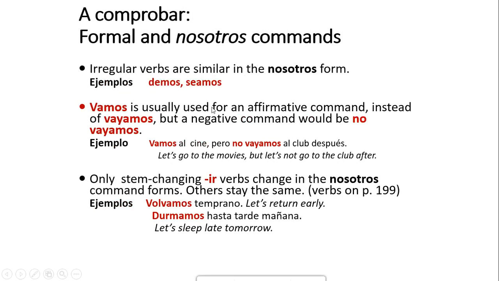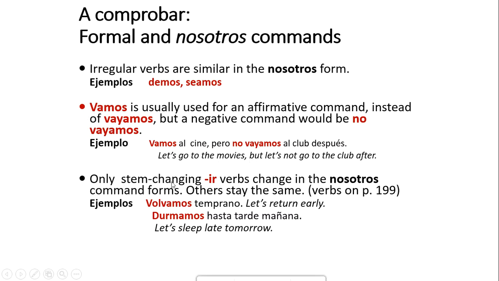We'll use vamos for affirmative commands. For ejemplo, vamos a tomar un café. Let's drink a coffee. Instead of vayamos, but for a negative command we use no vayamos. So let's look at this example. Vamos al cine, pero no vayamos al club después.